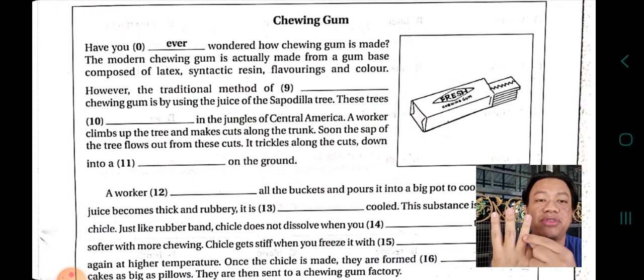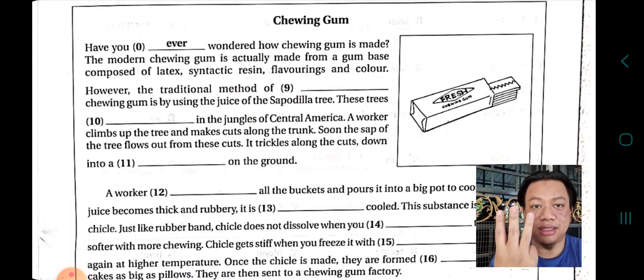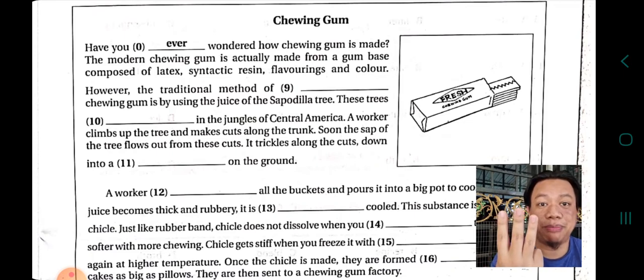Of course, it goes to step number 3. Step number 3 is definitely vocabulary. Vocab ataupun words. The meaning of the words. You need to understand the meaning of the words. So understand the sentence. However, walau bagaimanapun, the traditional method of traditional, daripada apa?